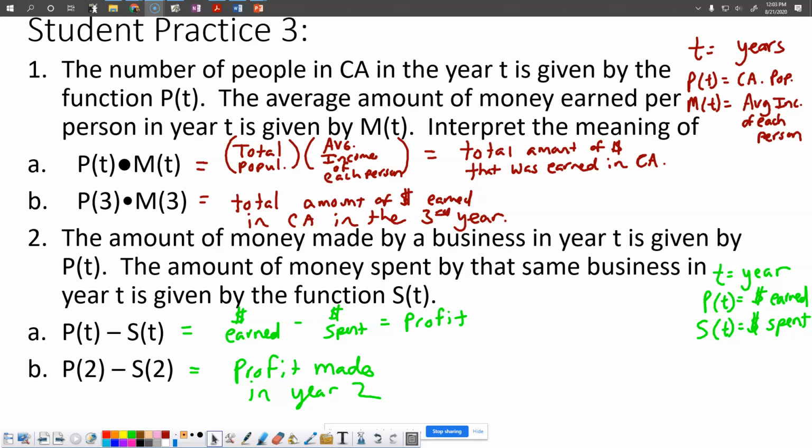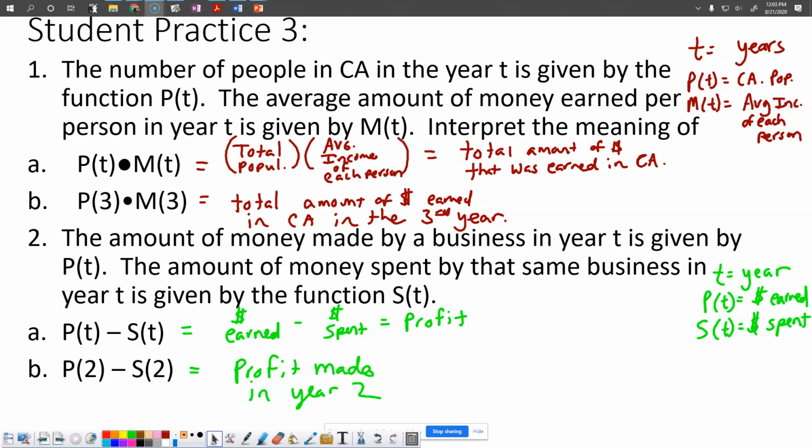But here we go. So for the first one there, T is years, P of T is the population of California, M of T is the average income of each person. So part A, what's P of T times M of T? What does that mean? Well, that means you're taking the total population and multiplying it by the average income of each person. So, you know, if there was like 100,000 people in California, which is definitely way, way, way more than that, and let's say the average person makes, I don't know, $50,000 a year. Well, if you multiply the amount of money each person makes by the number of people, that's going to tell you the total amount of money that was earned in California for any given year.